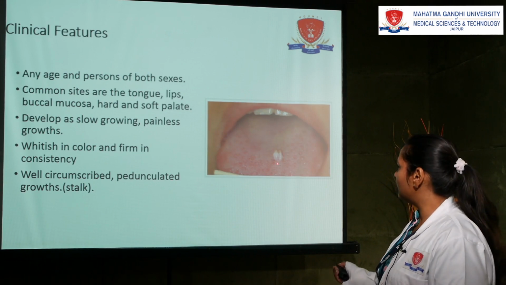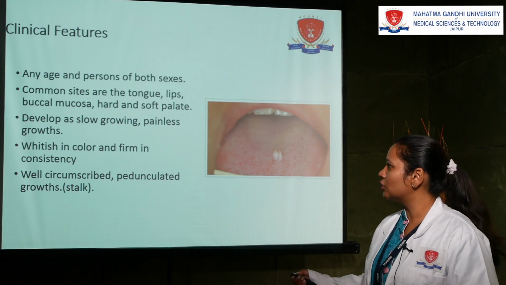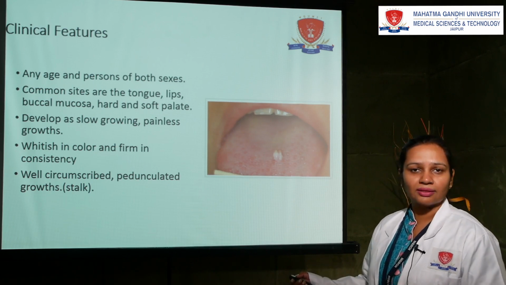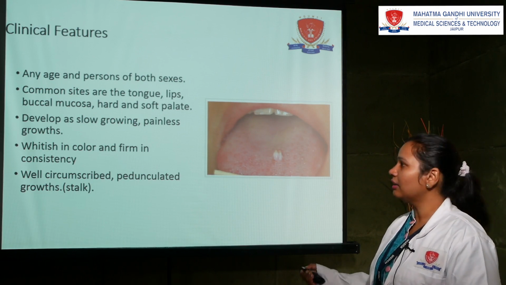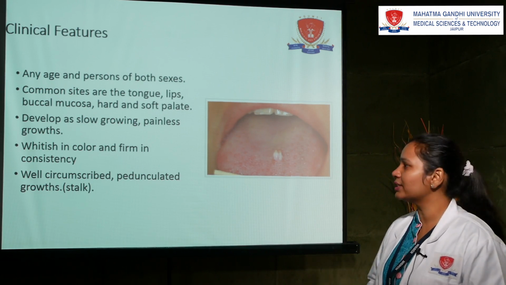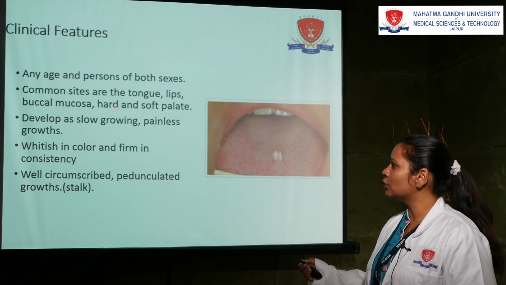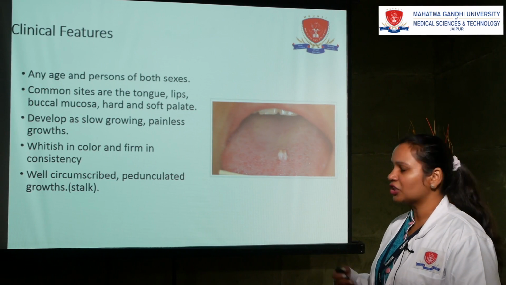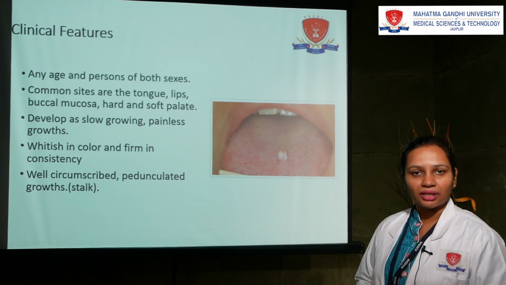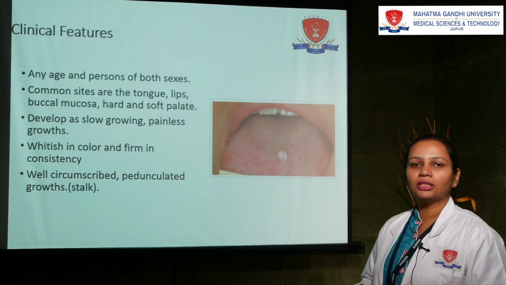Clinical features of this lesion, as seen in the picture: it can be seen at any age and in persons of both sexes. Common sites are the tongue, lips, buccal mucosa, and hard and soft palate. It develops as a slow growing, painless growth. It is whitish in color and firm in consistency. It's a well circumscribed, pedunculated growth.